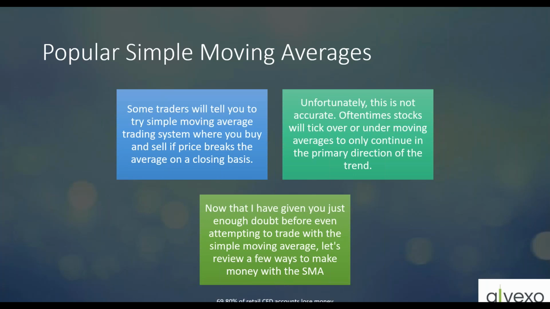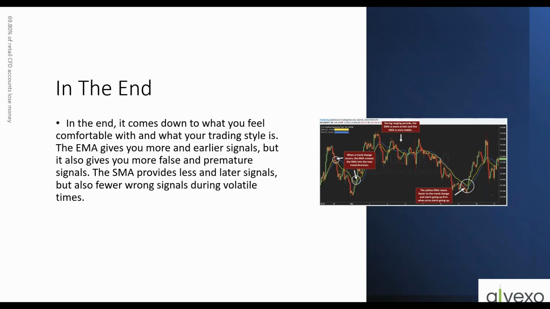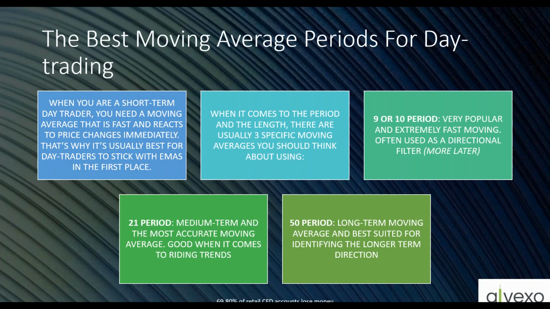So some traders will tell you to try a simple moving average trading system where you buy and sell if the price breaks above or below, as I told you, the red light, green light system. In the end, it comes down to what you feel comfortable with and what your style is. The EMA gives you more and earlier signals, but it also gives you false and premature signals. The SMA provides fewer and later signals, but also fewer wrong signals during volatile trading. When you're a short-term day trader, you need a moving average that is fast and reacts to price changes immediately.